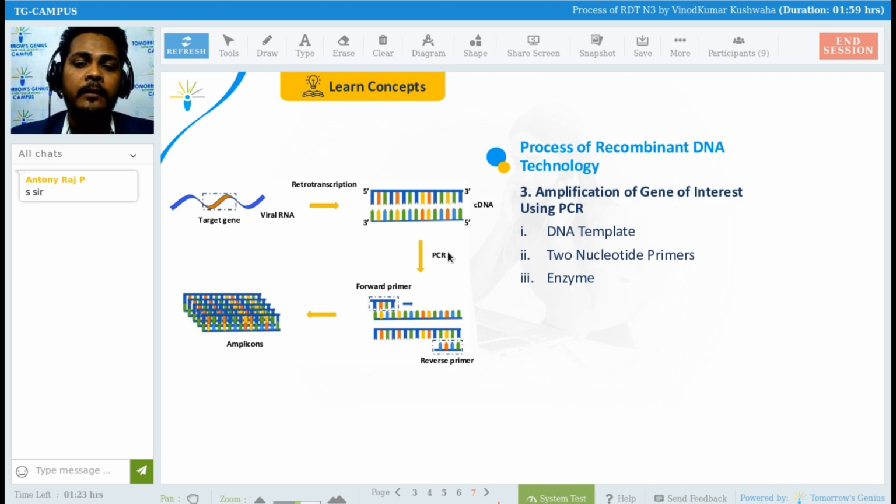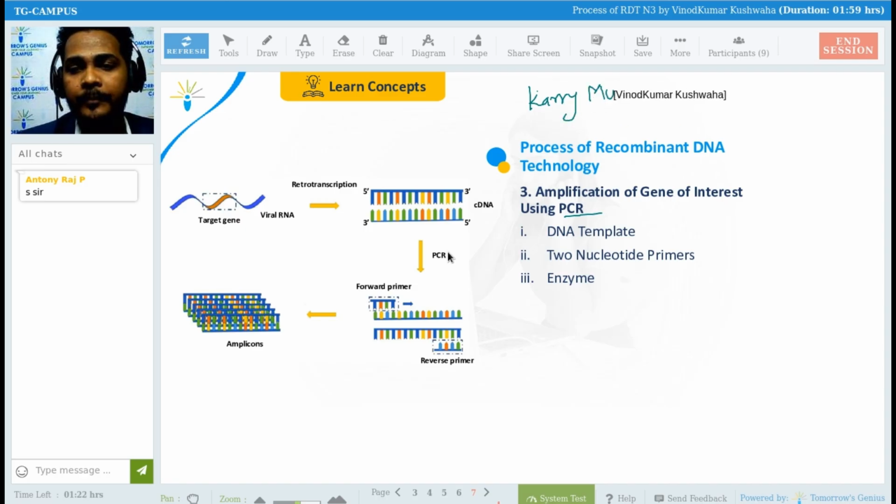It is commonly called PCR, and the full form is polymerase chain reaction. It was originally invented by Kary Mullis. Please remember the name of the inventor. PCR was invented by Kary Mullis in the year 1985.